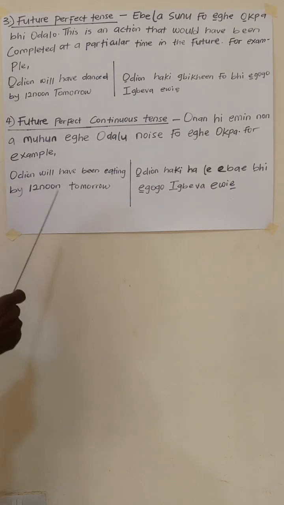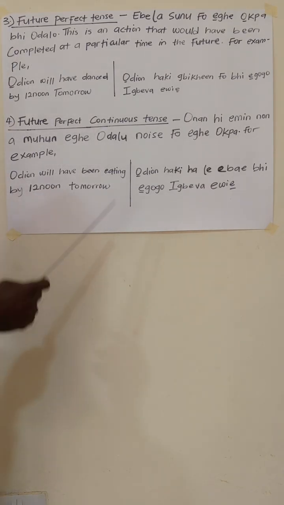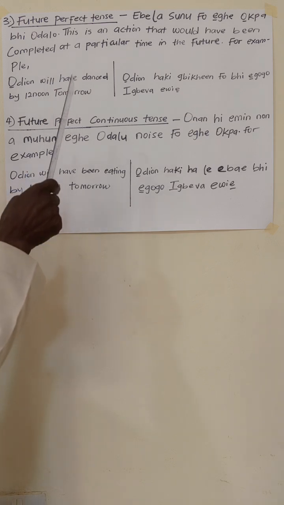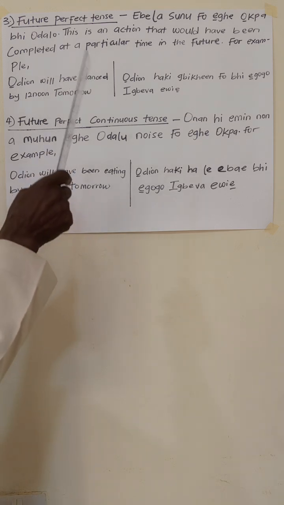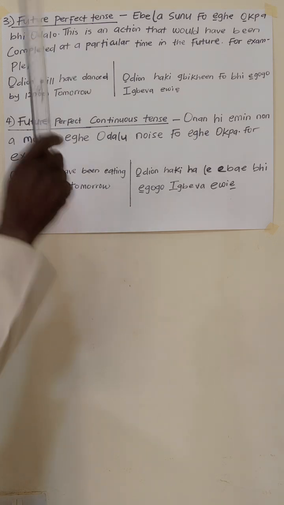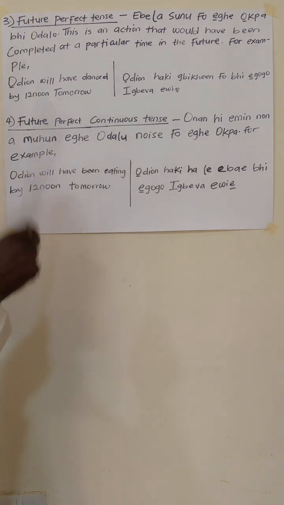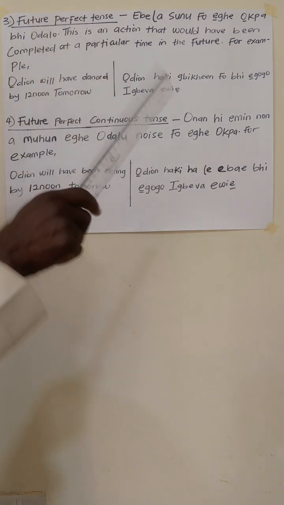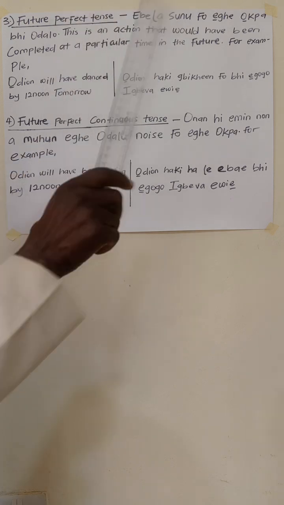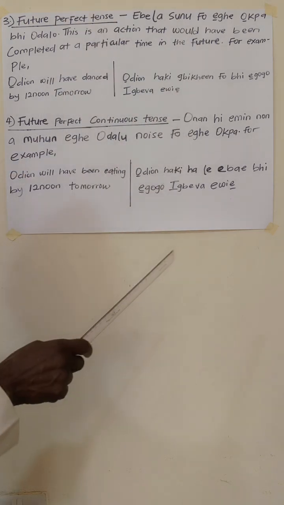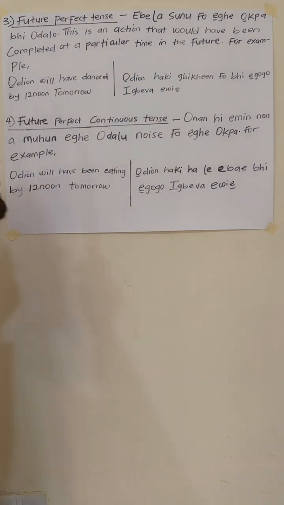Then the next one is future perfect tense. What would have happened at a particular time in the future is future perfect tense. Future perfect tense, that action would have been completed at a particular fixed time in the future. That is what is called future perfect tense.